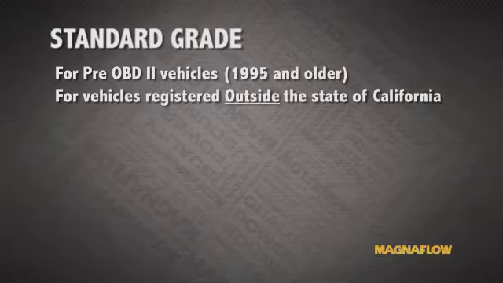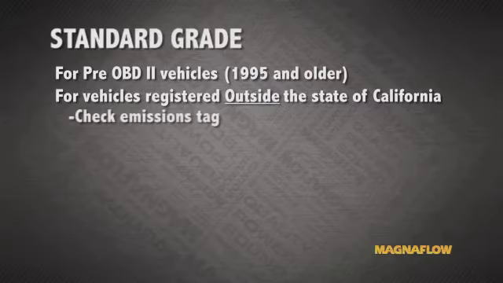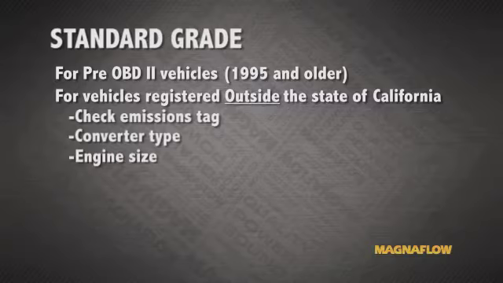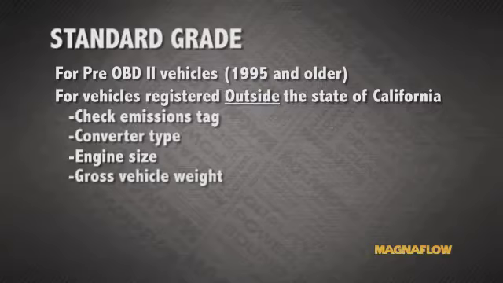For 49 state applications registered and operated outside the state of California, we'll need to first reference the emissions tag. On the emissions tag, we'll need to determine what type of converter is on the vehicle. This can be a two-way, three-way, or three-way plus air. In addition to that information, we can also find the engine size as well as the gross vehicle weight. Once we have all that, we can use one of our reference tools and select the right converter.